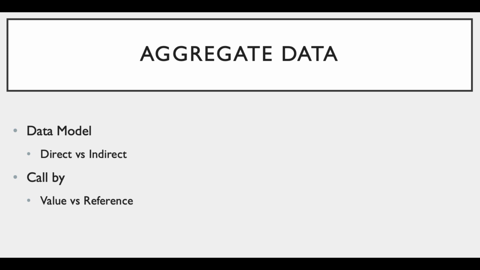Now, aggregate data is any sort of data that has more than one value. So this includes arrays, objects, or structs, and any other data that has more than one value. And these concepts will also apply to data that only has one value, depending on the language, because they might treat it the same way as they treat aggregate data.